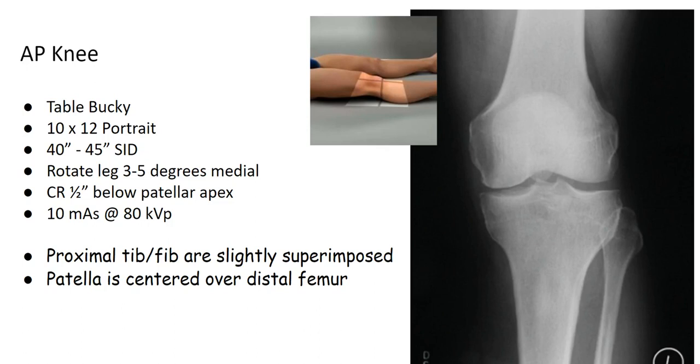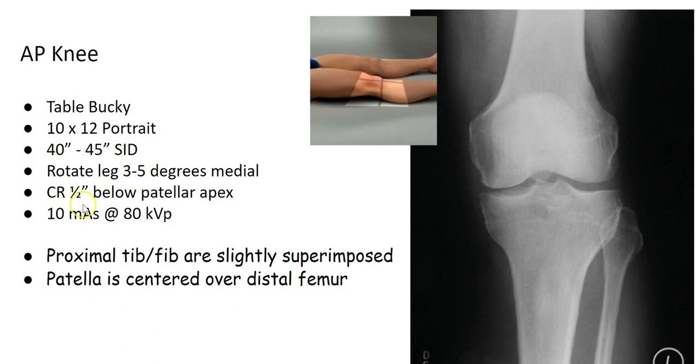And the reason we do that is we want the line in between the epicondyles, which I'm pointing out here, we want that line, or the interepicondylar line, to be parallel to the image receptor. So very slight 3 to 5 degree medial rotation.